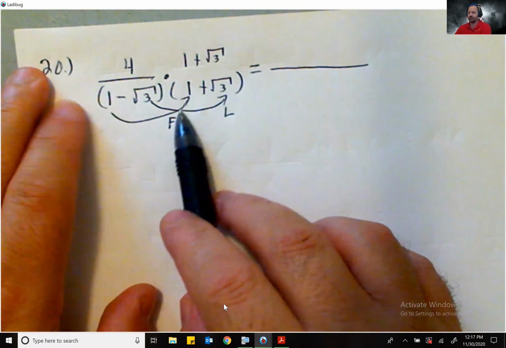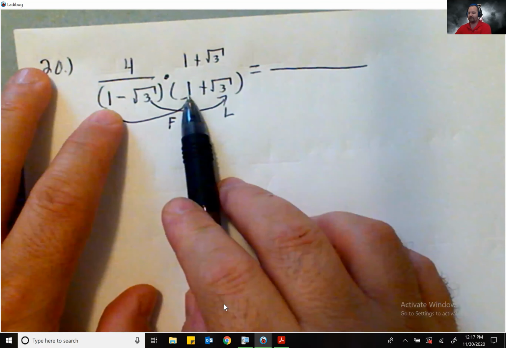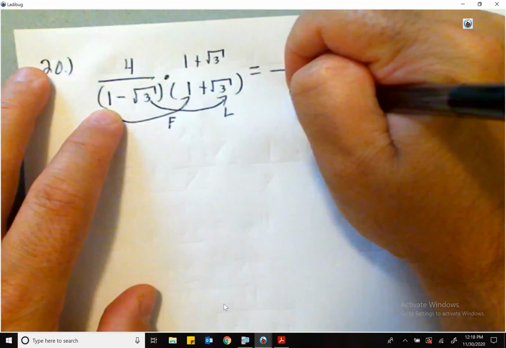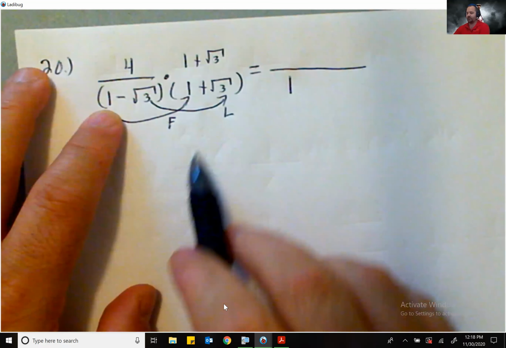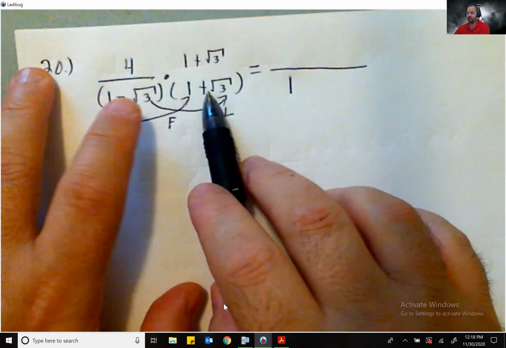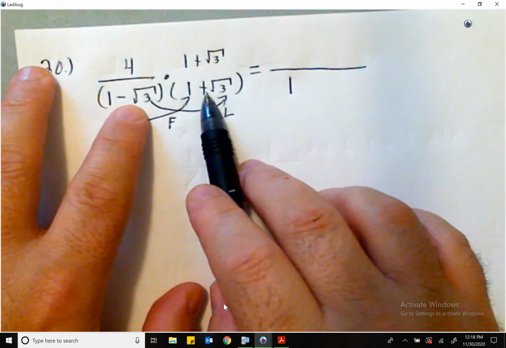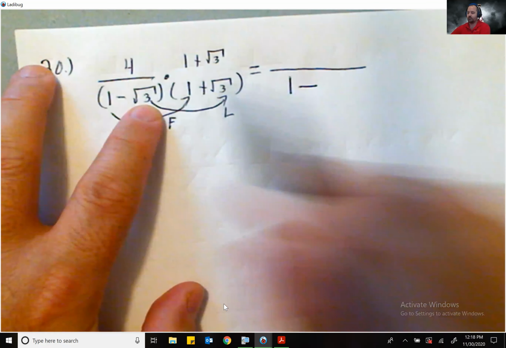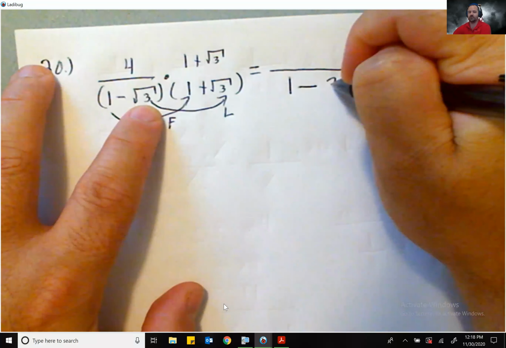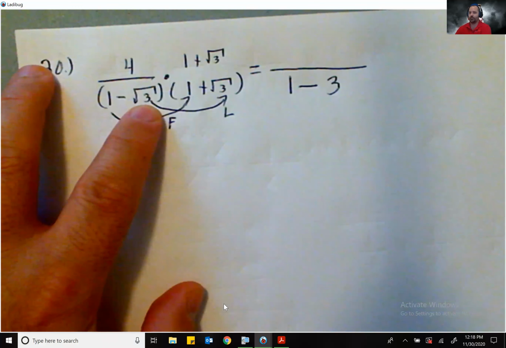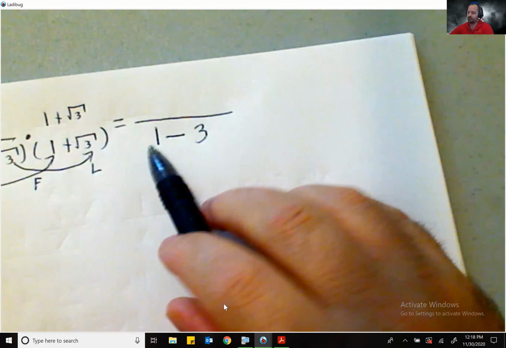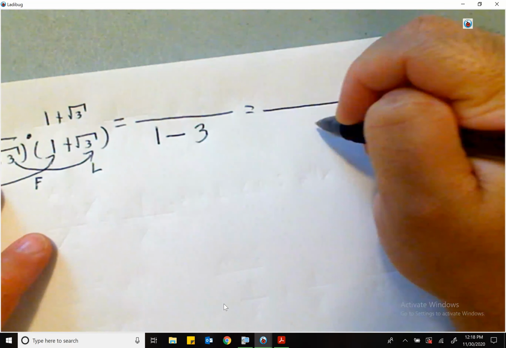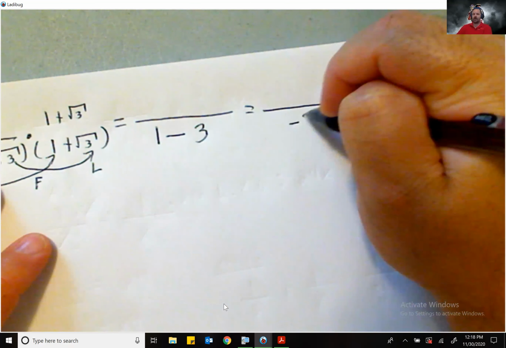All right, so what's 1 times 1? 1. Okay. What's a negative times a positive? A negative. And the square root of 3 times the square root of 3 is just 3. So what's 1 minus 3? 4. I mean, 2. Negative 2. So there's our denominator.